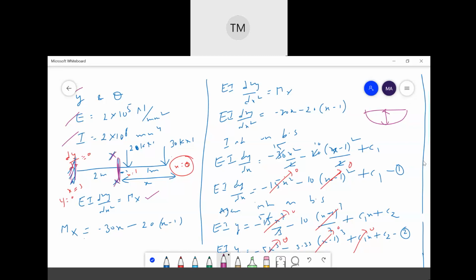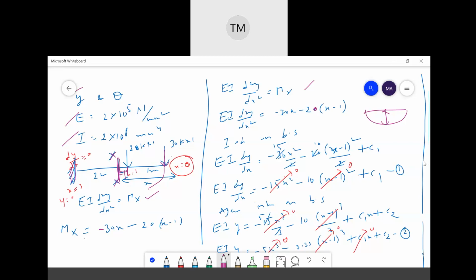The moment about x is 30 into x meters. How is it acting? It is acting in a clockwise direction. From the right side, clockwise will be negative. It is 30 into x, then 20 into this distance. The total distance up to x is x, and up to here the distance is 1 meter. Here you are writing it as minus 20 into x minus 1. Then you are substituting in this differential equation: EI d square y by dx square is equal to minus 30 into x minus 20 into x minus 1.